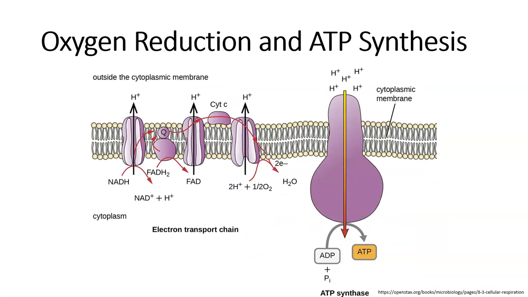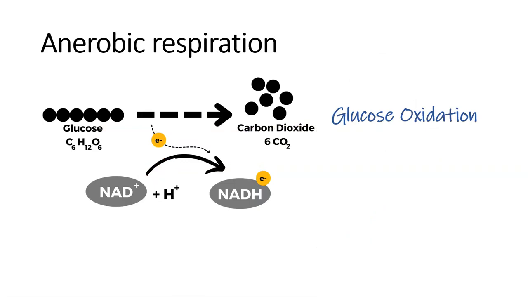Electrons from NADH and FADH2 move through the electron transport chain to the final electron acceptor, oxygen. The energy from these electrons is used to build a hydrogen ion gradient that in turn is used to make ATP through oxidative phosphorylation. Okay, so that's aerobic respiration. Some microorganisms have the ability to use other inorganic electron acceptors besides oxygen. Some examples are nitrate, sulfate, and carbonate. In anaerobic respiration, microorganisms couple the oxidation of glucose with the reduction of these other electron acceptors.